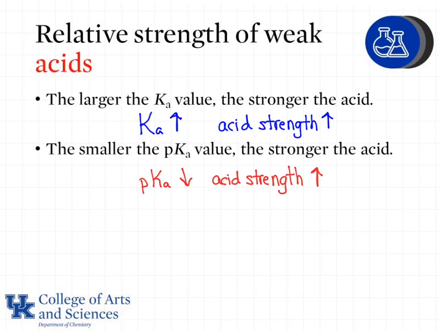Remember our Ka expression. As an acid gets stronger, we see more dissociation of the acid molecules into ions. The Ka expression includes the ions, or the products, in the numerator, so the larger the numerator and the smaller the denominator, the larger the Ka value.